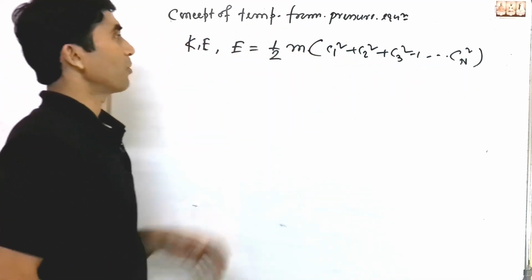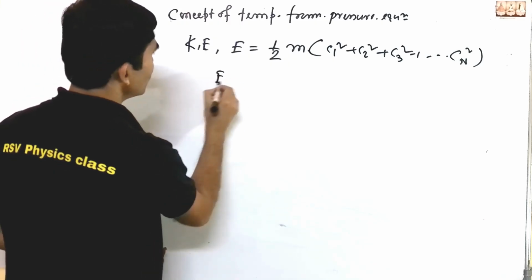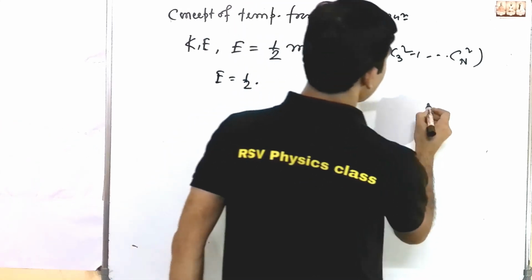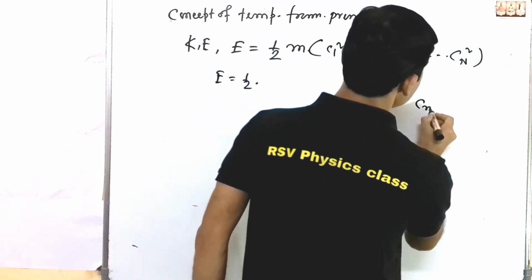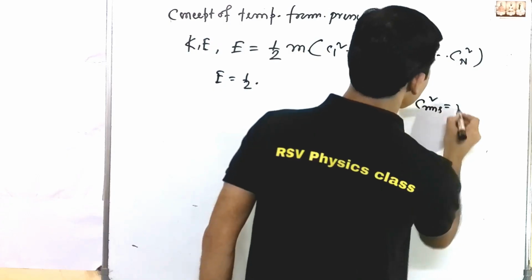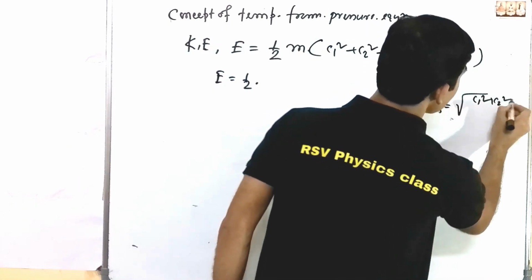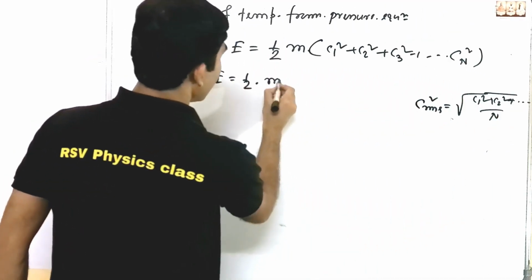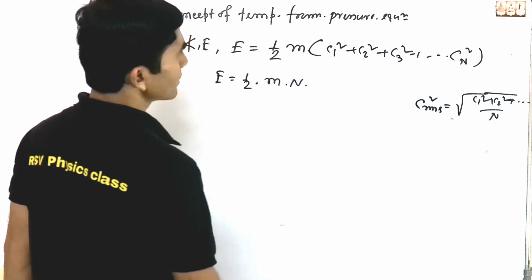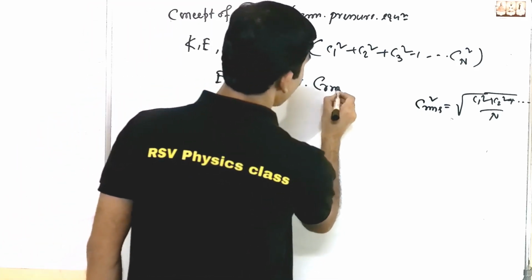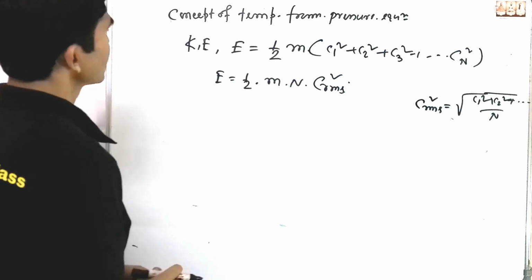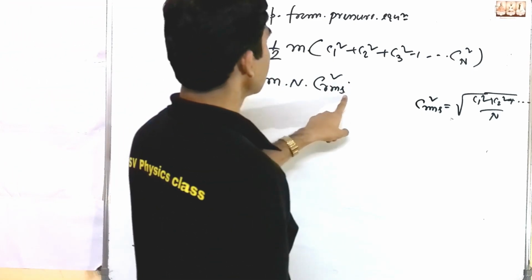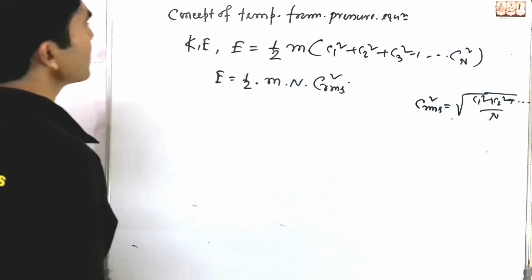Okay, now E equal to half. And this you know, C RMS square equal to C1 square plus C2 square plus dot dot dot over n. So this equals m n C RMS square. So E equal to m times C RMS square. So this is m into n.